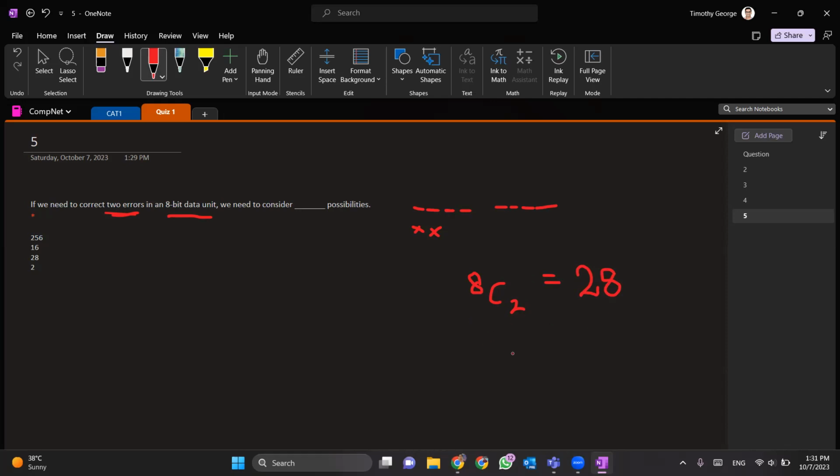How you could calculate, or you could use a calculator. You would do 8 times 7 by 256. Yeah, it's 28. Okay, so the answer is 28. The correct answer is 28.